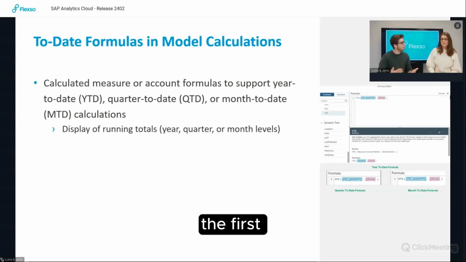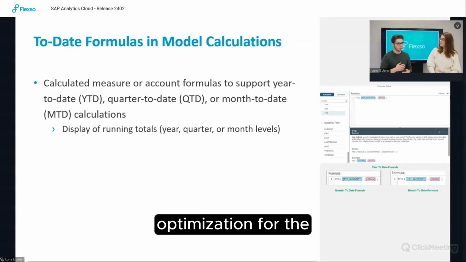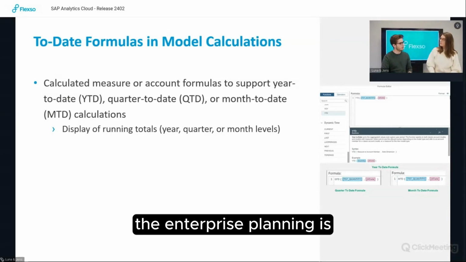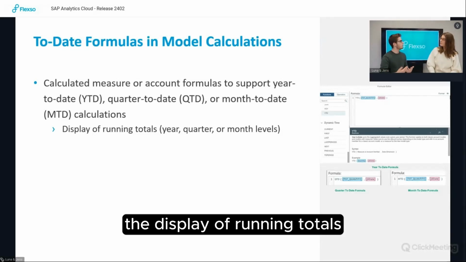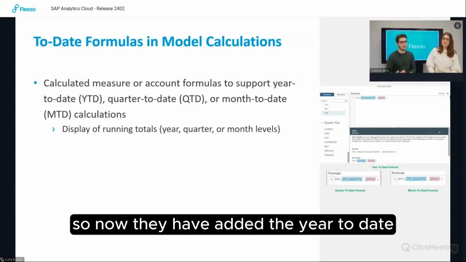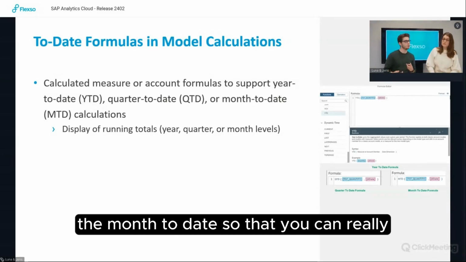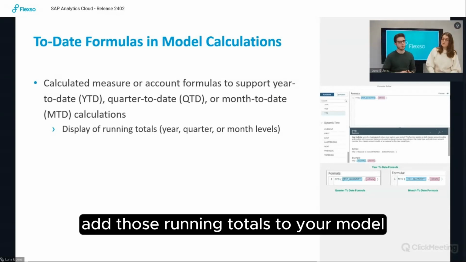Then the third optimization for the enterprise planning is the addition of more model calculations for the display of running totals. So now they have added the year to date, the quarter to date, the month to date, so that you can really add those running totals to your model.